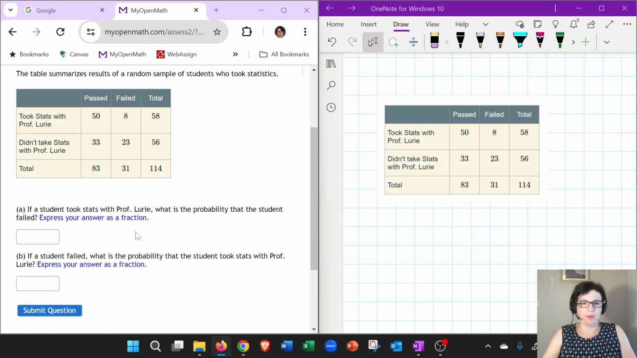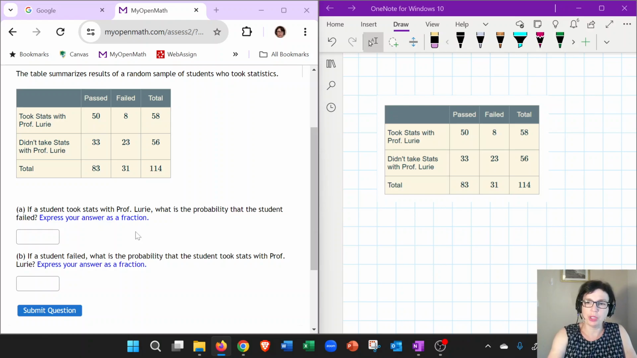Always concentrate first on what is given. By the way, this same question could have been phrased as, what is the probability that the student failed given a student took stats with Professor Lurie. So it doesn't matter whether the condition is in the beginning of the sentence or the end. The only thing that matters is what is the condition, what's given. And here, what's given is the Professor Lurie stats, right?